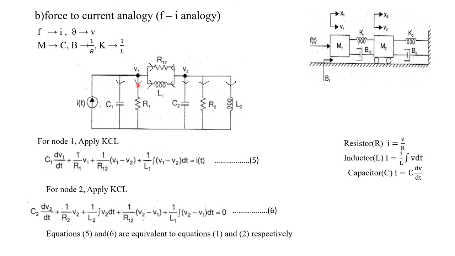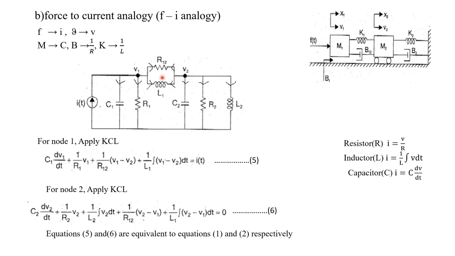element is R1. What about the current flowing through the resistor? I is equal to V by R. So here it is 1 by R1 into V1, or V1 by R1. This V1 is nothing but the voltage drop across R1, that is V1 minus 0 divided by R1. Understood? So V1 minus 0 is nothing but V1.